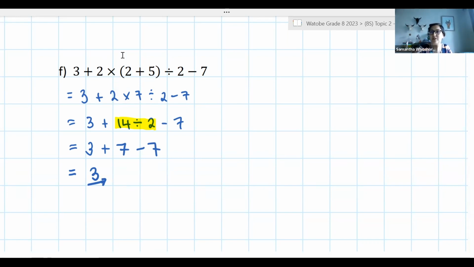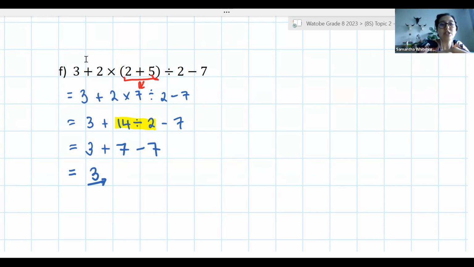Alrighty, guys. So for question F, our final answer is 3. First thing, we have to do the bracket first. So 2 plus 5 gave us that 7 that we wrote down. Just so that we can all see what's happening, the bracket became the 7. We added them together. Now, remember I said earlier, I think it was Caroline that asked, division and multiplication have the same level of importance.